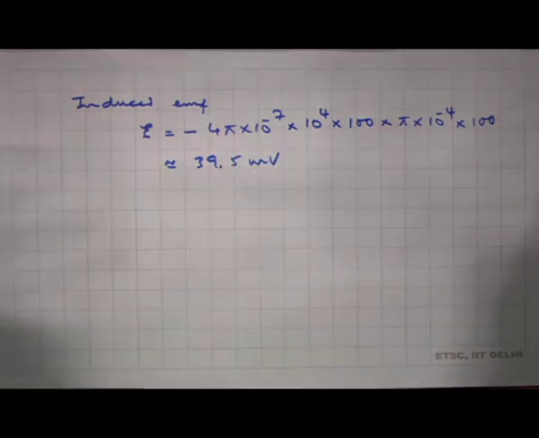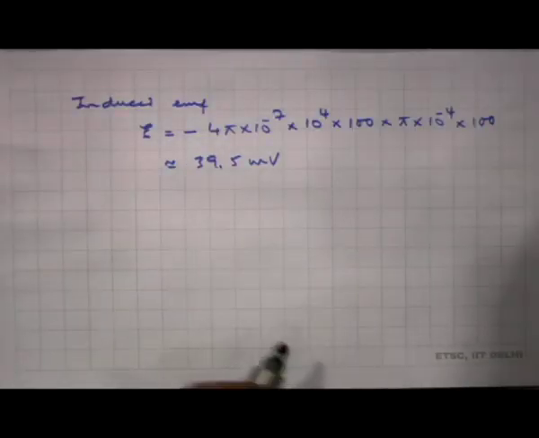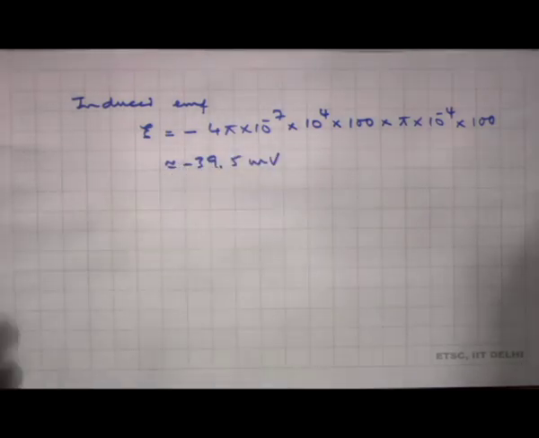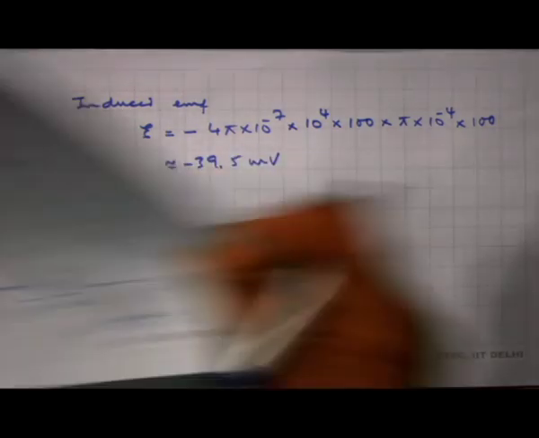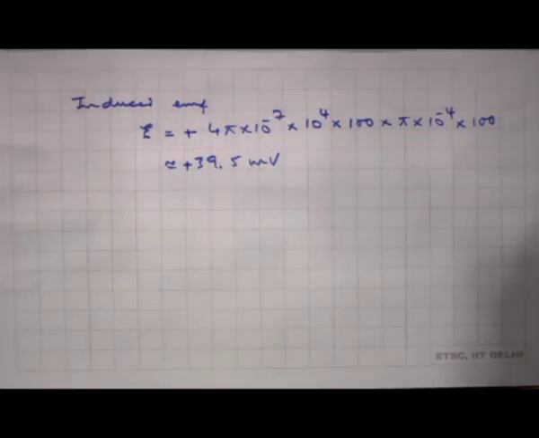So, the inner solenoid has an induced EMF of about 39.5 millivolts. Actually, this is a negative sign, and there is another negative sign. So, this becomes positive. So, the induced EMF is positive, and that is equal to 39.5 millivolts.